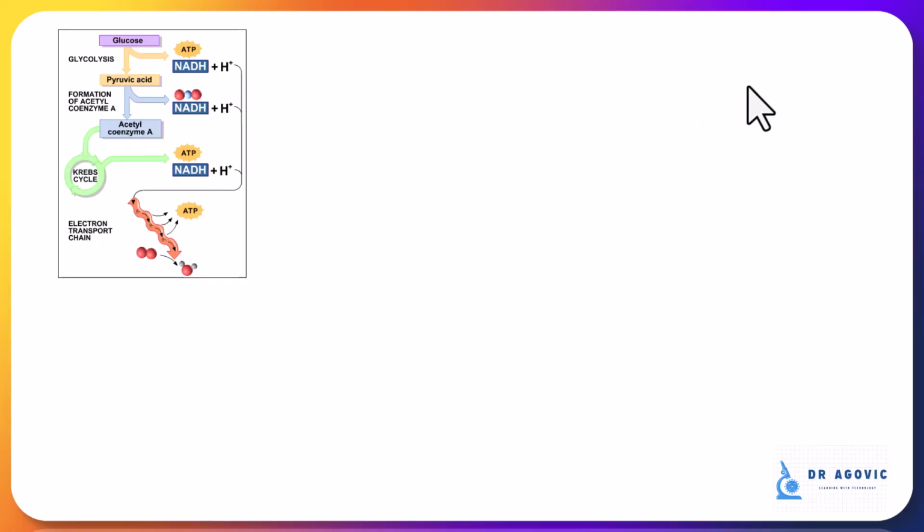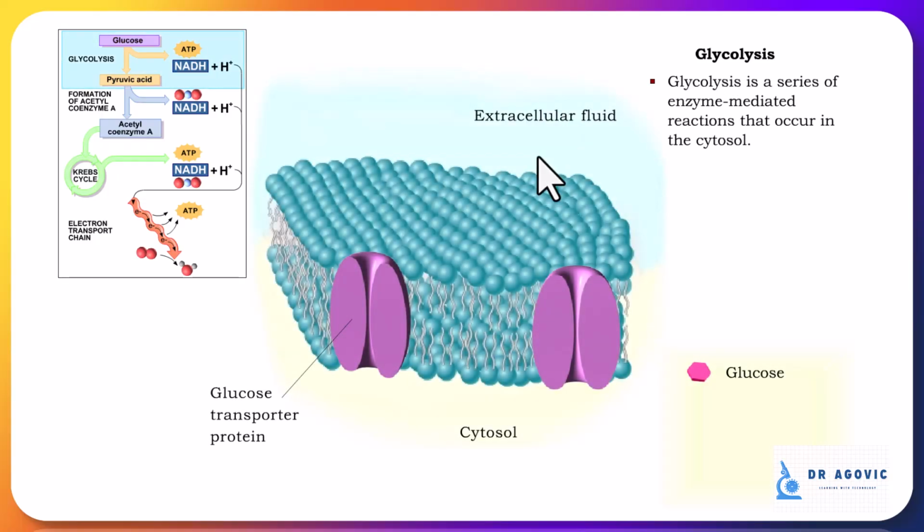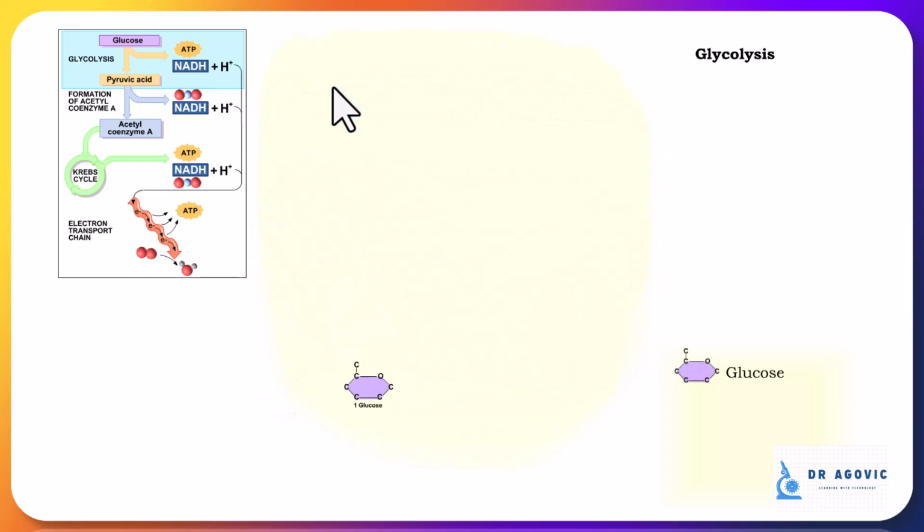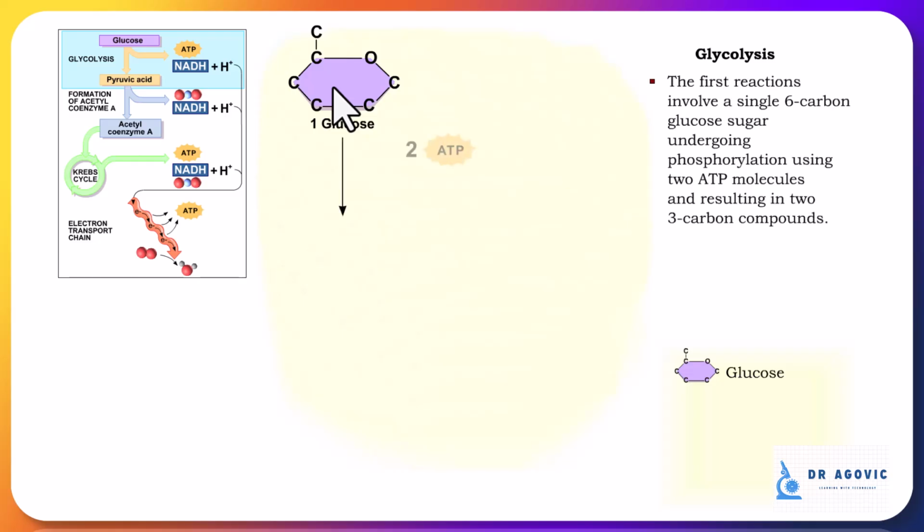We begin with glycolysis. Glycolysis is the first step of glucose catabolism, and it occurs in the cytosol of a cell. The first part of glycolysis involves phosphorylating glucose and then breaking it into smaller phosphate molecules.